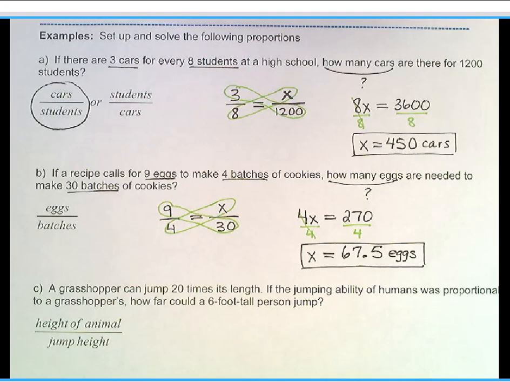So there's a recipe. That's actually a pretty common usage of proportions, is converting, like making more of a recipe or making less of a recipe. That's a pretty common application. All right, how about the next one?